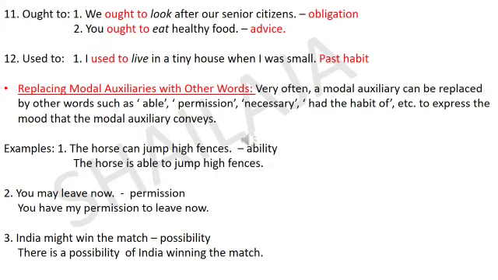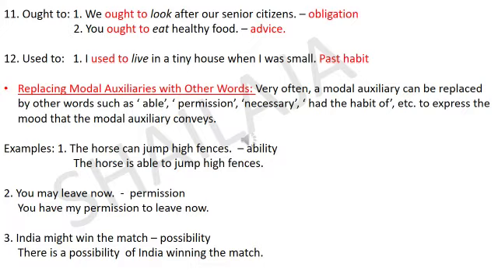Ought to. We ought to look after our senior citizens. It is an obligation. See, I told you, ought to is used for moral duty to do something, or it is a right to do something. And it is an obligation. What did I say? What is obligation? Obligation is something that someone is required to do. So we ought to look after our senior citizens. We used ought to as an obligation in the sentence. We ought to eat healthy food. Here we are using ought to as an advice.